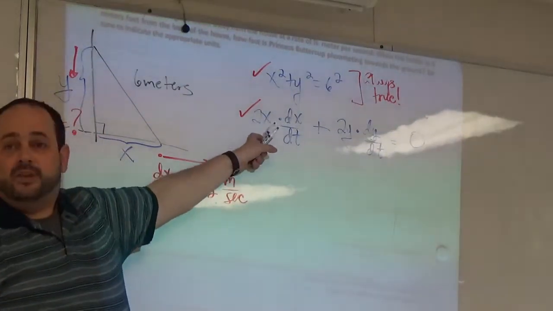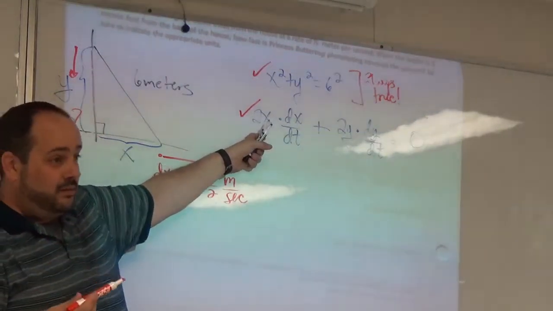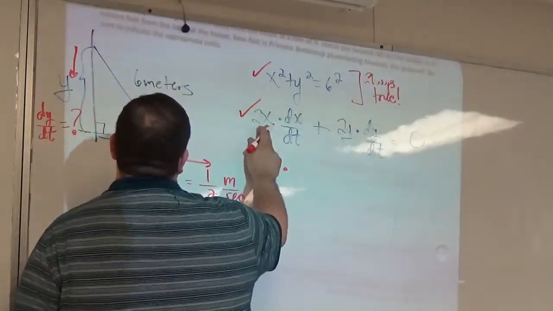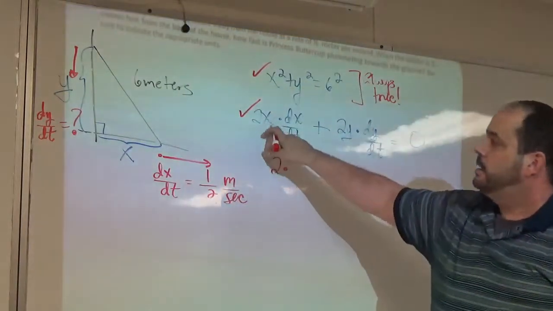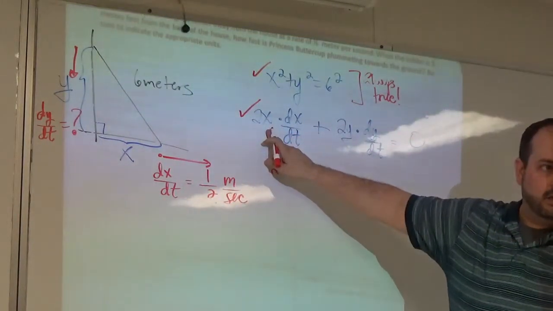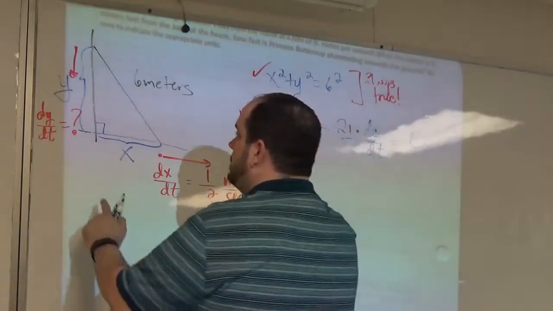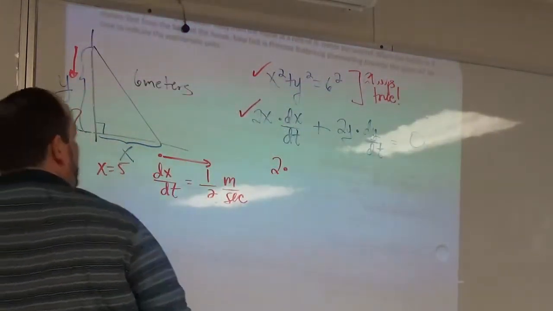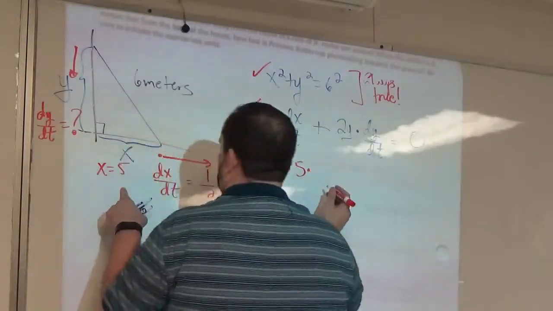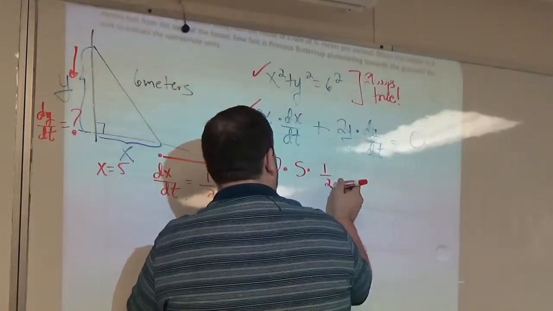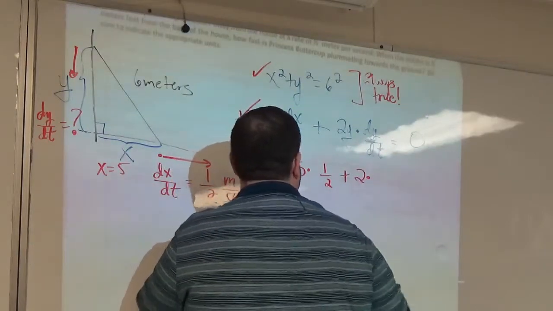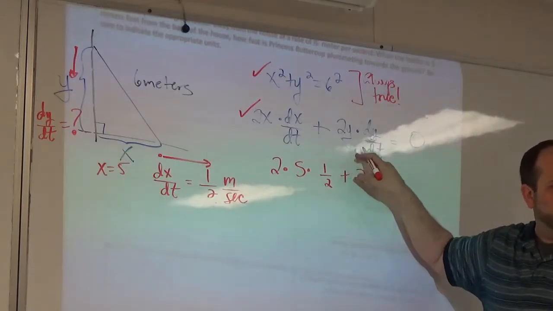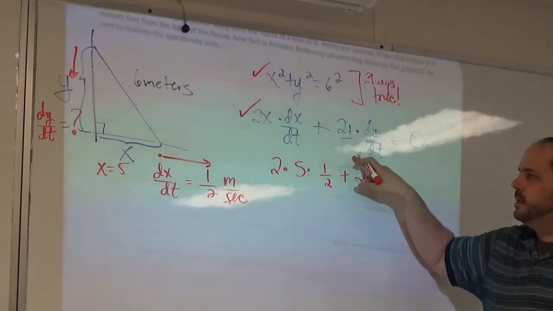I know dx/dt. I need dy/dt. Fortunately, I've got my derivative relationship that connects everything together. So let's do it. 2 times, I need to know what x is. Is it 5? It says when the ladder is 5 meters from the base. Okay, so when x is 5 meters, so 2 times 5 times dx/dt, which is 1/2, plus 2 times y. Right there, plug it in.